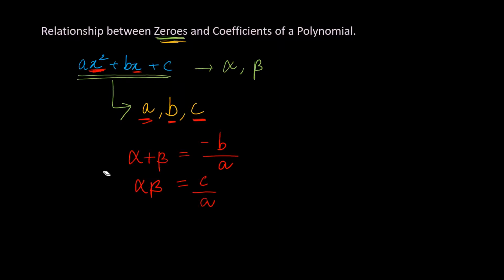For any polynomial, if you add the zeros, you'll get minus b by a, or the product of the zeros will be c by a, which are the coefficients of the terms. Okay, now say we take an example, maybe 3x square plus 5x minus 2. Now when we factorize this, let us see what comes out.